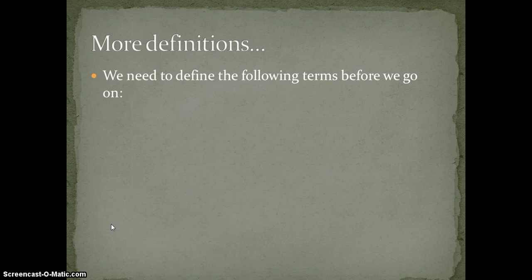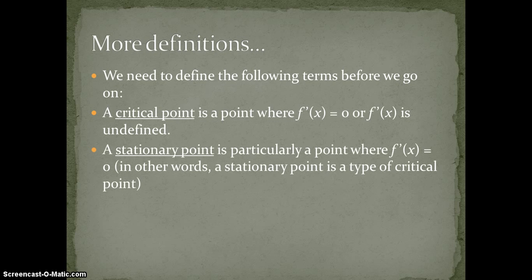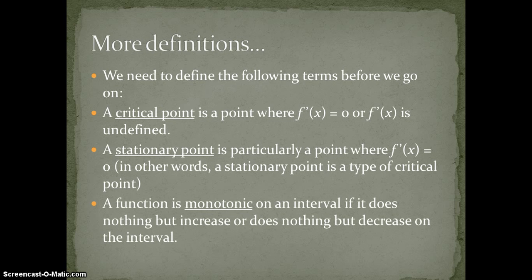Some more definitions that will be helpful. A critical point is a point where f prime of x is equal to 0, or f prime of x is undefined. We will be using the term critical point a lot here. A particular type of critical point is what's called a stationary point, and that specifically is where f prime is equal to 0. Another definition we'll encounter is monotonic. A function is monotonic on an interval if that function does nothing but increase or does nothing but decrease on that interval.